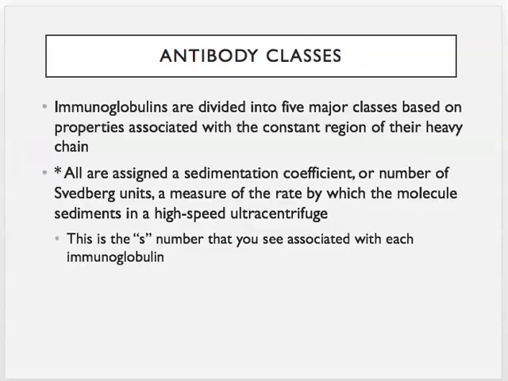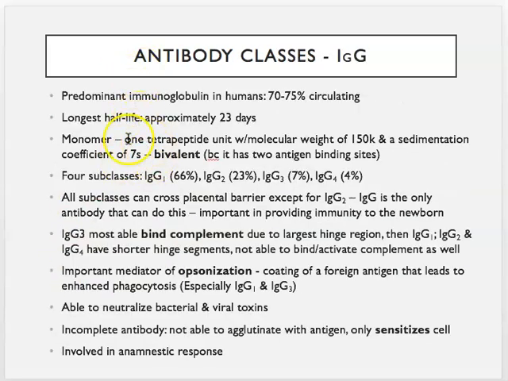So I mentioned that there are 5 different antibody classes, 5 major classes of immunoglobulins, based on properties associated with the constant region of their heavy chain. All are going to be assigned what's referred to as a sedimentation coefficient, sometimes referred to as Svedberg units. It's a measure of the rate at which the molecule sediments in a high-speed ultracentrifuge. So when you see the S number associated with each of the immunoglobulins, that's what that's referring to.